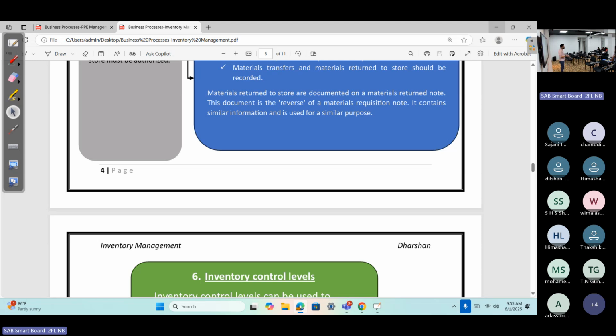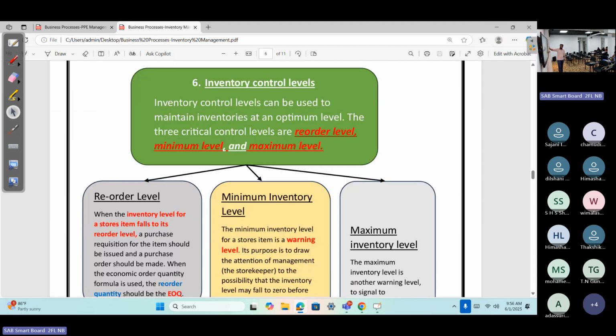As an inventory control point, first, unwanted cost must be controlled. Second, without any interruption, we have to run our business. So how many items should I keep at any given point of time in my company in order to run my business smoothly and avoid unwanted costs? Those things we are going to discuss under inventory control level.